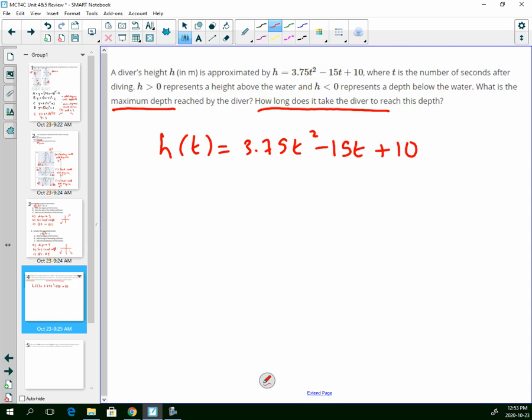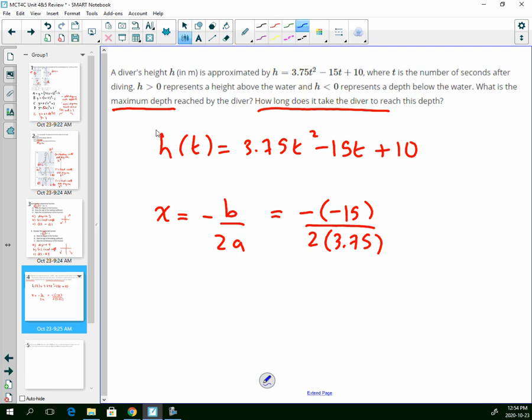So the question says, what is the maximum depth reached by the diver, and how long does it take to reach that depth? Okay, so if we're going to find maximum or minimum, we can use our short version, negative b over 2a. Easy way to find the vertex. So in this case, b is negative 15 and a is 3.75. So remember, if it's in standard form, it's ax squared plus bx plus c. And then we'll just put that into the calculator, and it works out to be 2. So that actually answers part B.